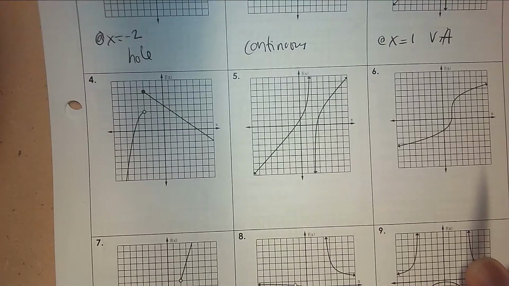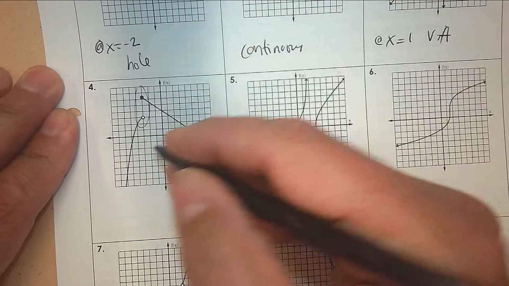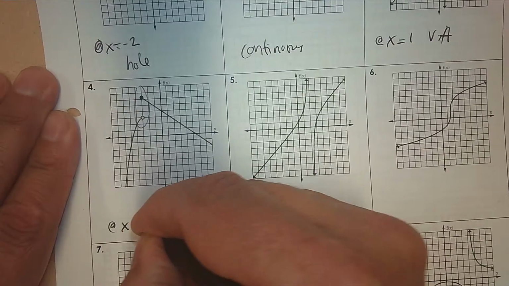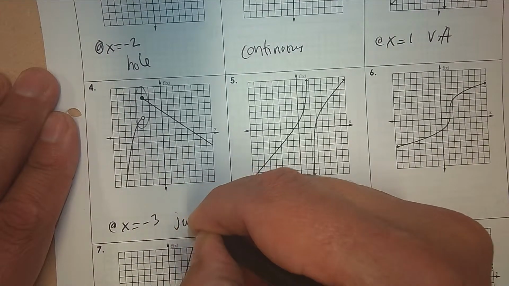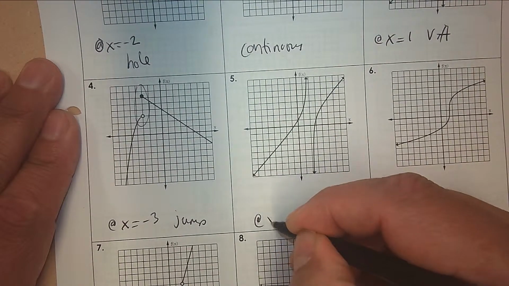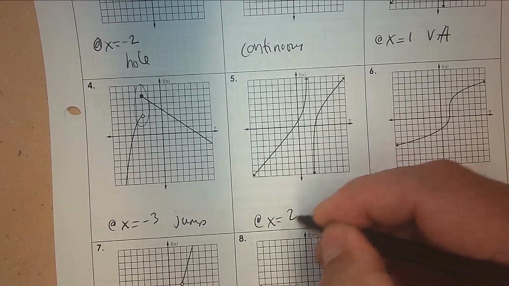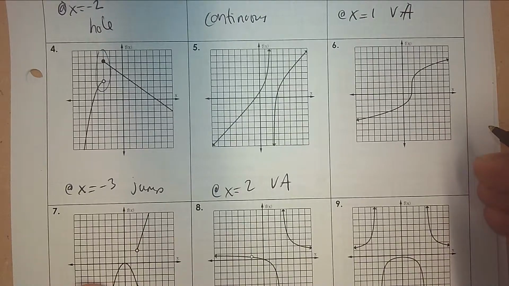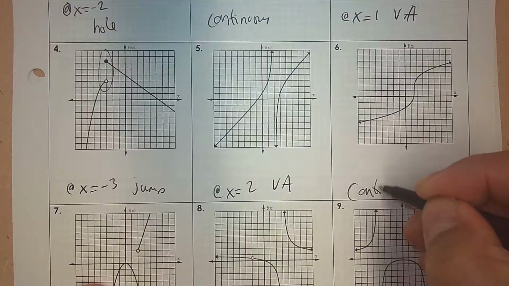All right, is this continuous? Nope. At what x value? At x equals -3, there's a jump. Here we can see there's a vertical asymptote. At what number is it? As you look down, it looks like it's at 2. At number 6, oh, it's continuous all the way through. I don't have to lift up my pen.